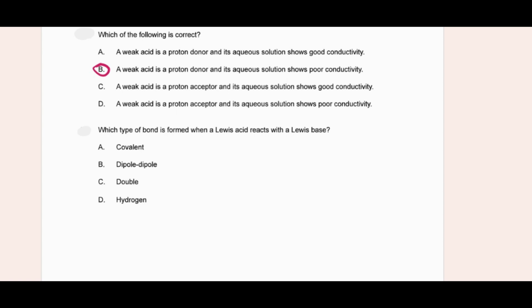Which type of bond is formed when a Lewis acid reacts with a Lewis base? Well, you don't know that it will be a dipole-dipole. That's also not a bond, that's an intermolecular force. Hydrogen bond, well, that has to have hydrogen, nitrogen, fluorine, one of the NOF. So you don't know that that's the case. Double bond, again, don't know that that's the case. So it will just be a covalent bond.